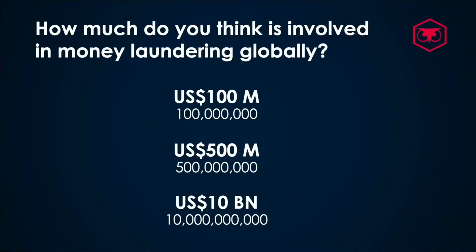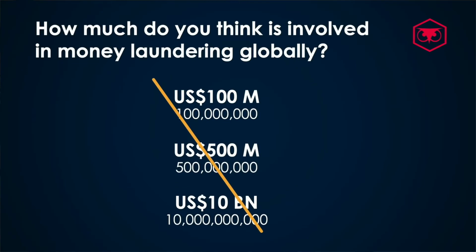So based on that, let's take a look and guess some of the numbers that could be behind these crimes. How much do you think is involved in money laundering globally? I've got on this slide now some of the figures I would like you to guess. So the first one is US dollar 100 million. So $100 million for the global total of money laundering. The second figure is $500 million, and then the third one which I have is for $10 billion globally. So pick one of those and then let's take a look at what is the actual estimate.